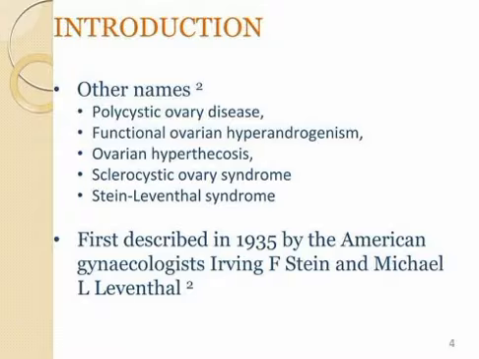So, next, polycystic ovarian syndrome also has some other names: polycystic ovary disease, functional ovarian hyperandrogenism, ovarian hyperthecosis, sclerocystic ovary syndrome, and Stein-Leventhal syndrome. These are some of the names which were given to polycystic ovarian syndrome. Nowadays, it is also termed as polymetabolic ovarian syndrome. It was first discovered in 1935 by the American gynecologists Irving Stein and Michael L. Leventhal. So it is known as the Stein-Leventhal syndrome.